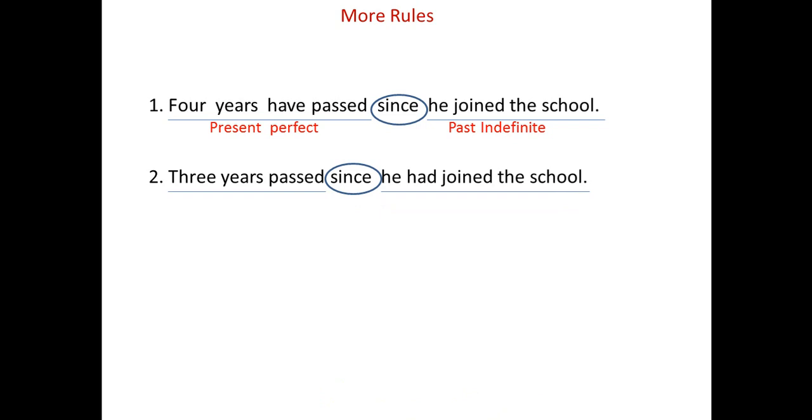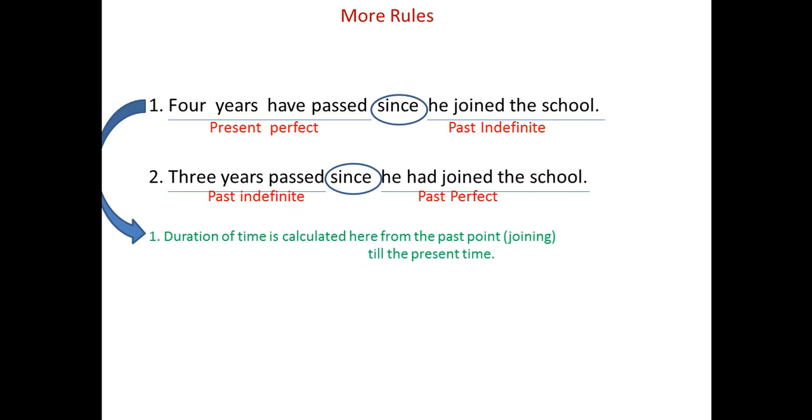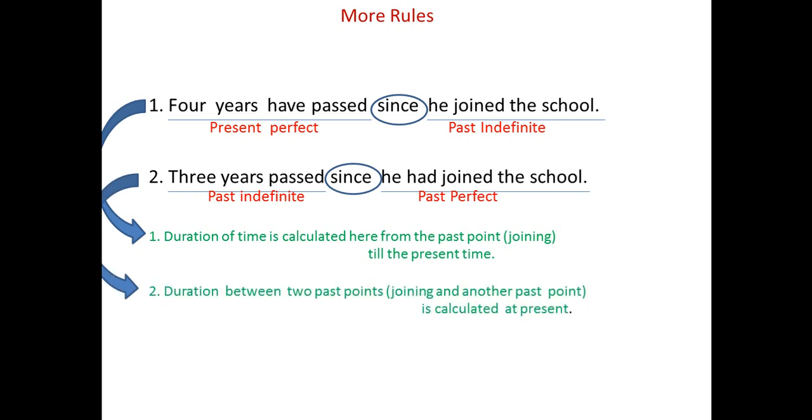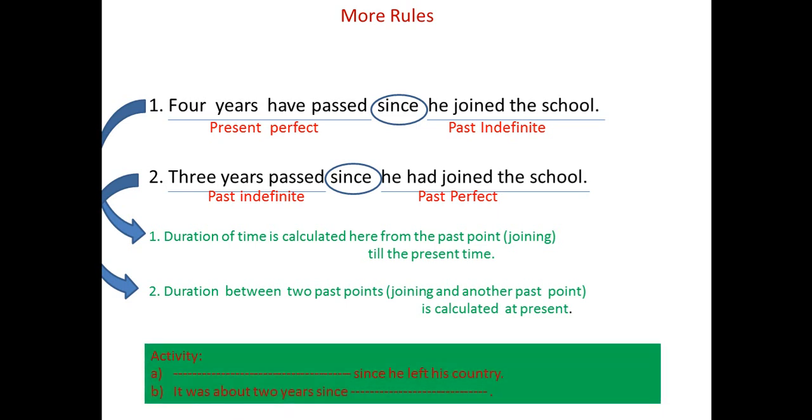So for the structure, you might have got the structure. I am avoiding showing this structure. Past indefinite, then past perfect. So let's look at the message the first sentence expresses. Four years have passed since he joined the school. Duration of time is calculated here from the past event, joining, till the present time. And the message of the second one is the duration between two past points, joining and another past point, is calculated. Actually here "since" is used as a conjunction of time, and here is your activity.